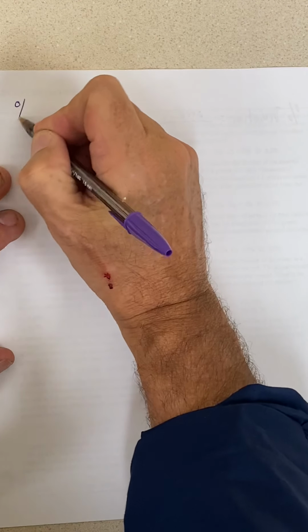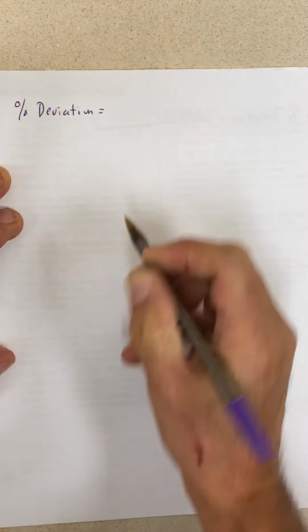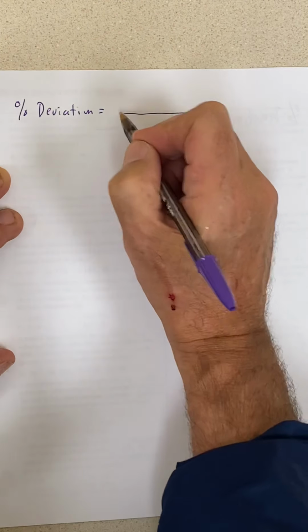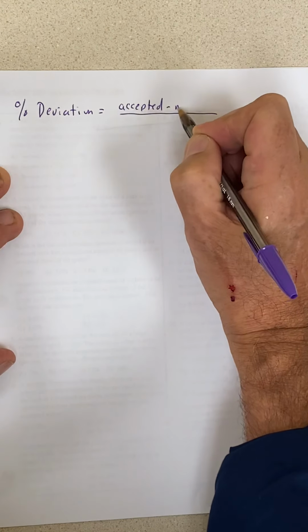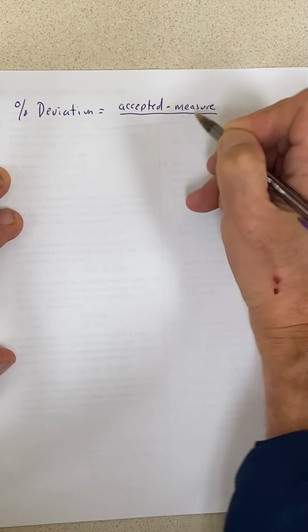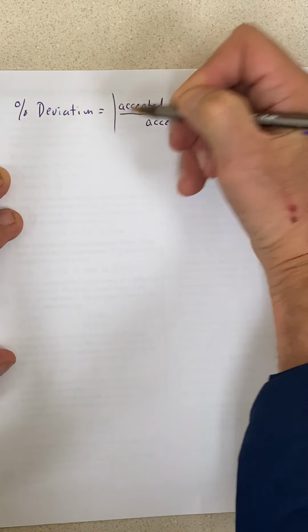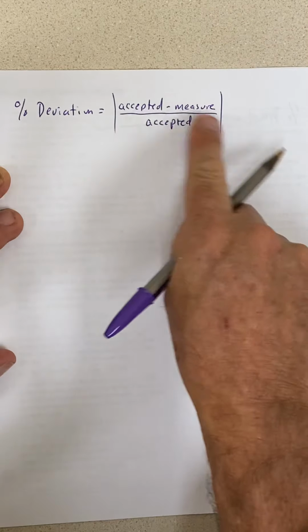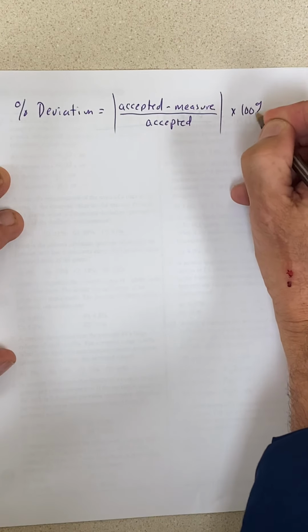This video is to help you with percent deviation. The formula for percent deviation is that percent deviation is equal to an accepted value minus a measured value, divided by an accepted value, made positive as the absolute value of the answer in there, times 100%.